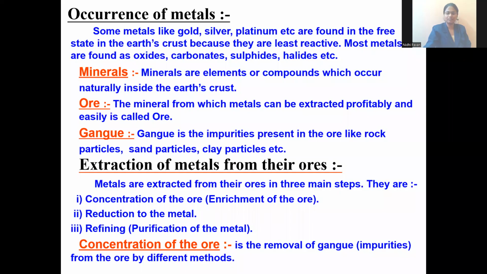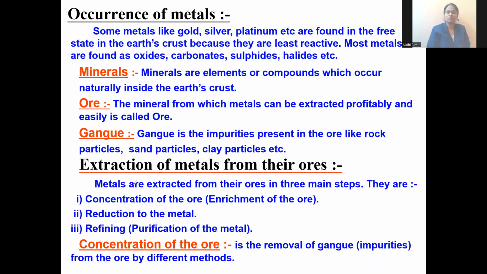Occurrence of metal. From where we will get the metal? Usually from the earth crust. So some metals like gold, silver, platinum, these are found in free state. These are not mixed with anything. These are found in free state in the earth's crust, because they are very less reactive. Why will we get it in free state? Because they are less reactive.